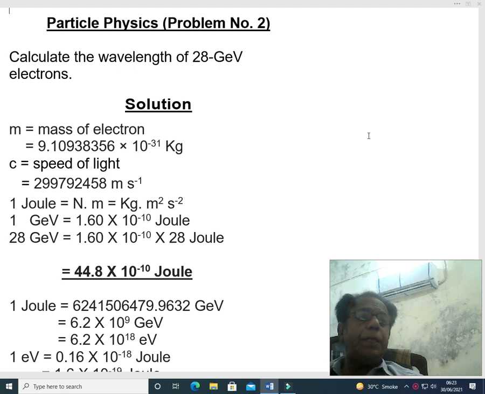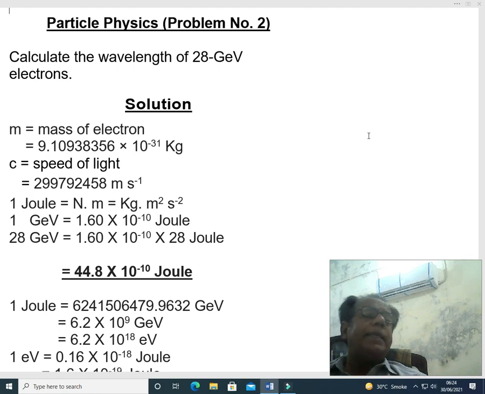Solution. Dear students, here let m be the mass of electron which is constant. m, the mass of electron, is equal to 9.1093835 into 10 raised to the power minus 31 kilogram. The mass of electron is constant and can be found from any table of constants.